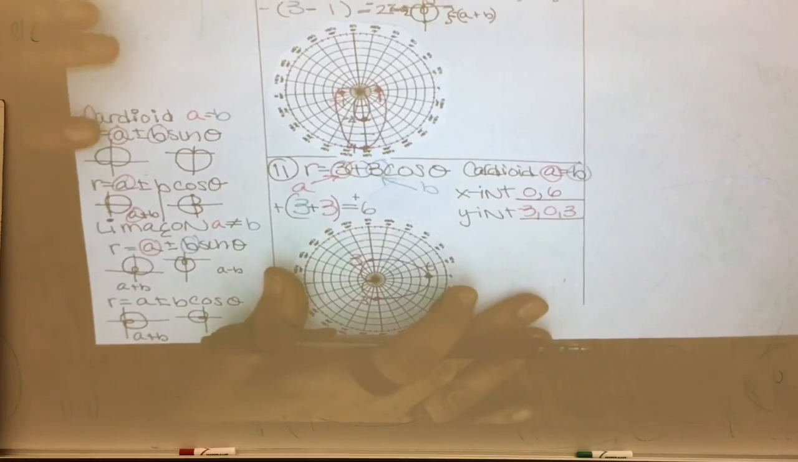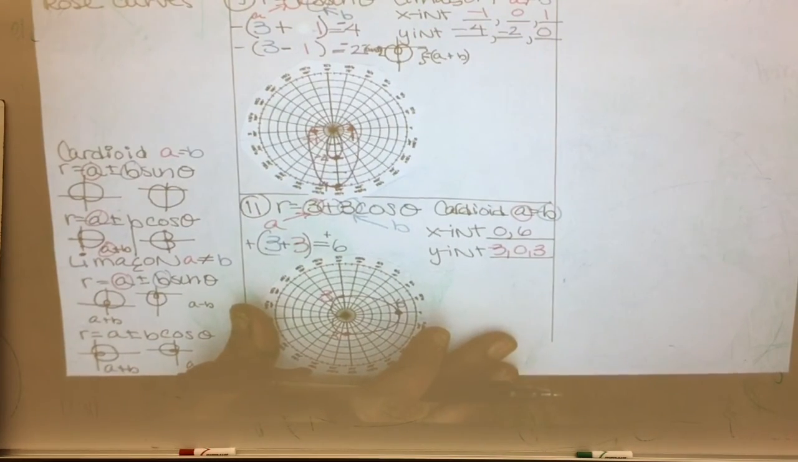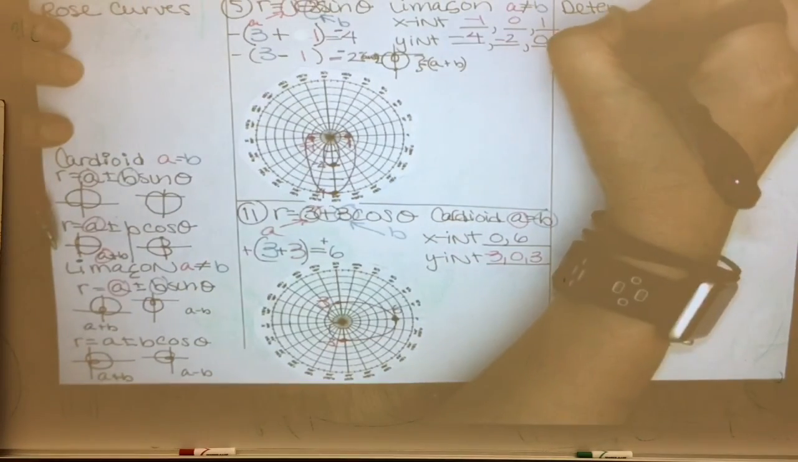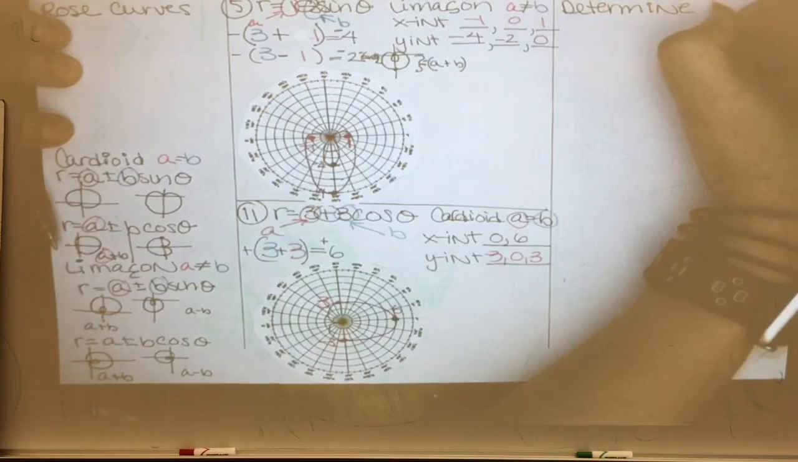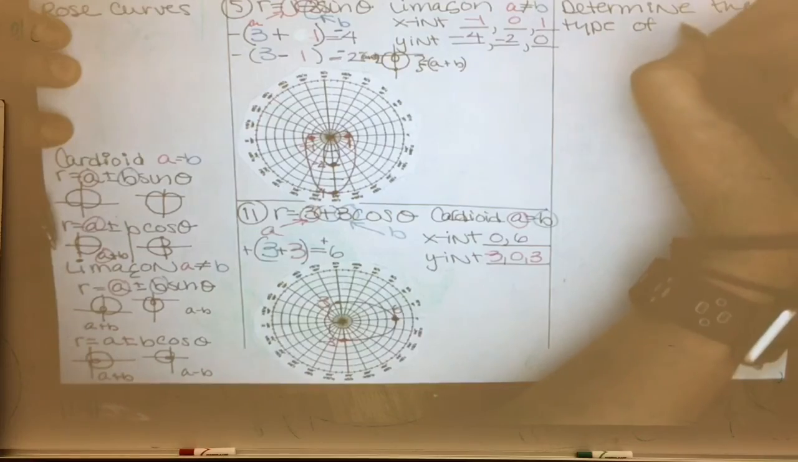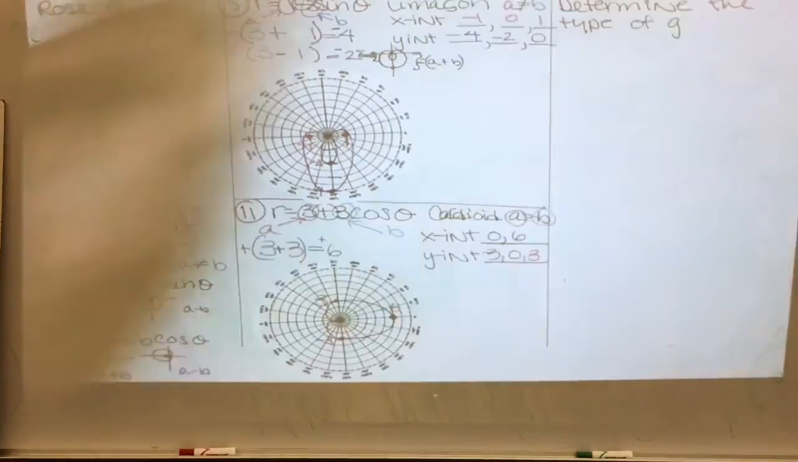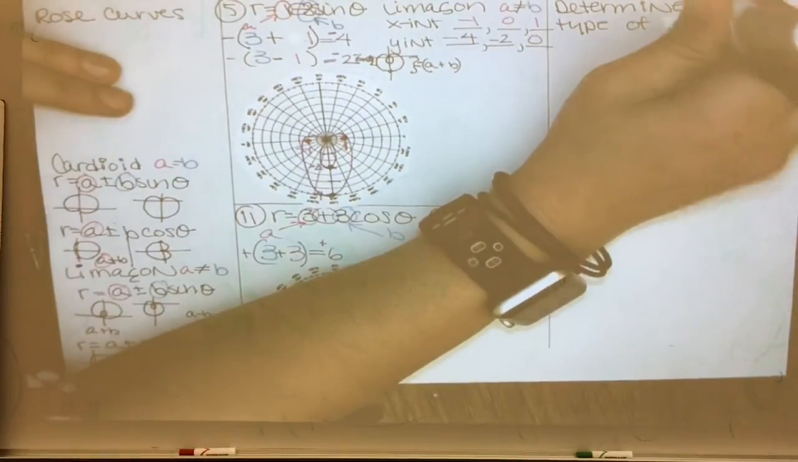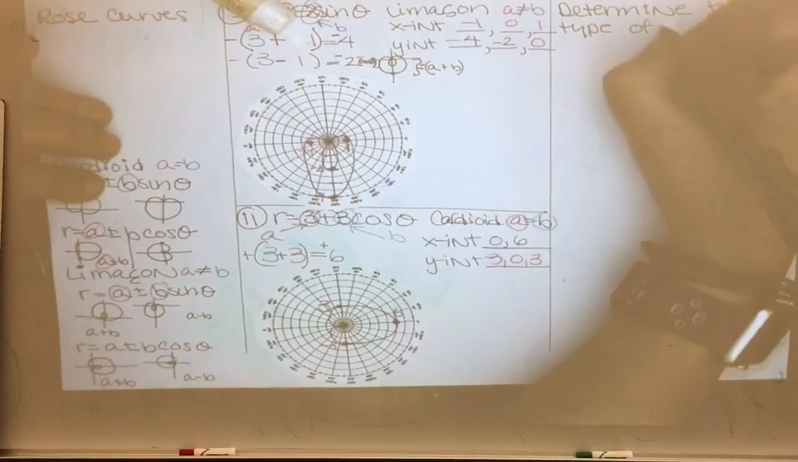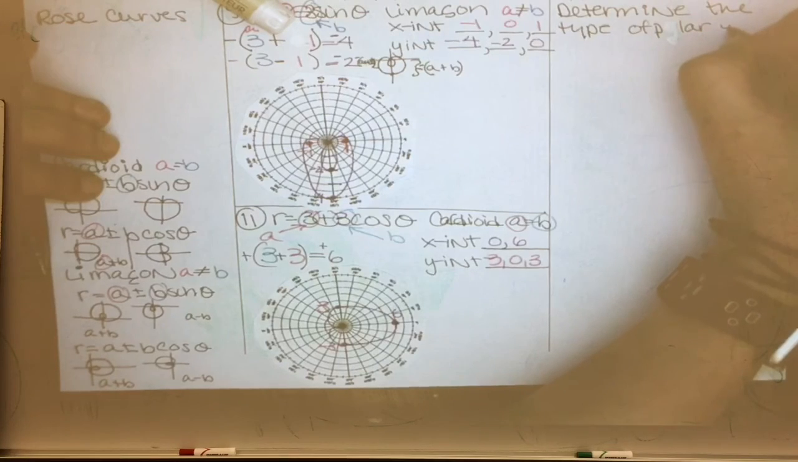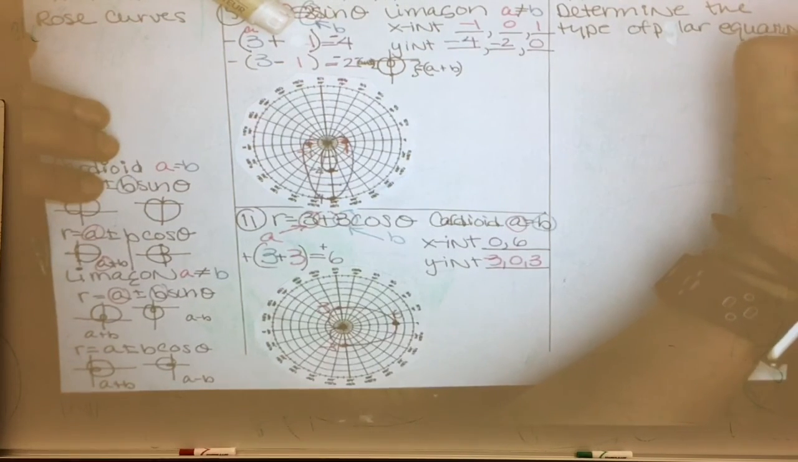Okay. So whenever you have something of this form, my first step is to determine the type of polar graph. I was going to say polar graph, and I wrote graph first. The type of polar equation, either way, okay?